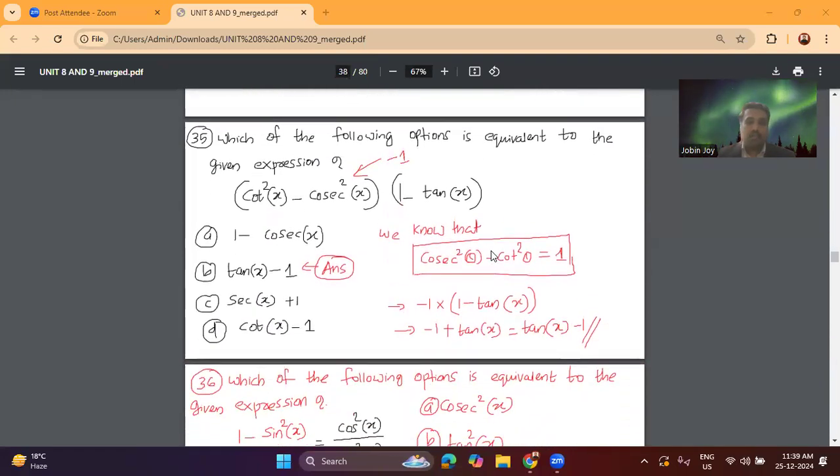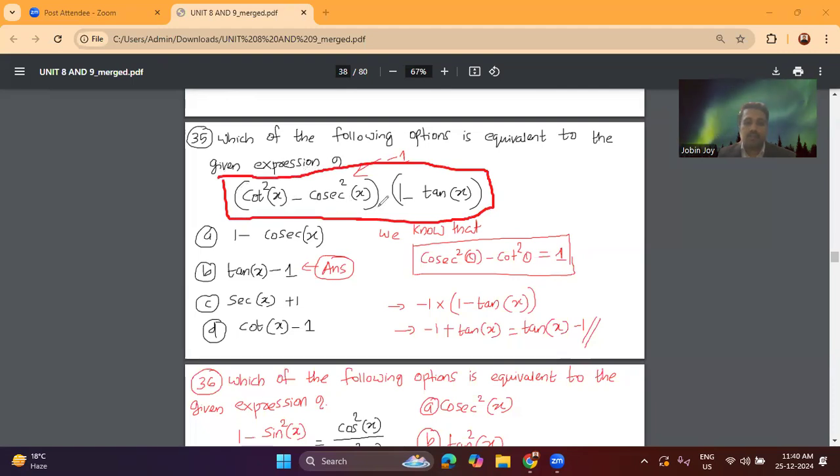Then which of the following options is equivalent to the given expression? So we have an expression like this. Cot square x minus cosec square x, into 1 minus tan x. You have 4 options: 1 minus cosec x, tan x minus 1, sec x plus 1, and cot x minus 1.